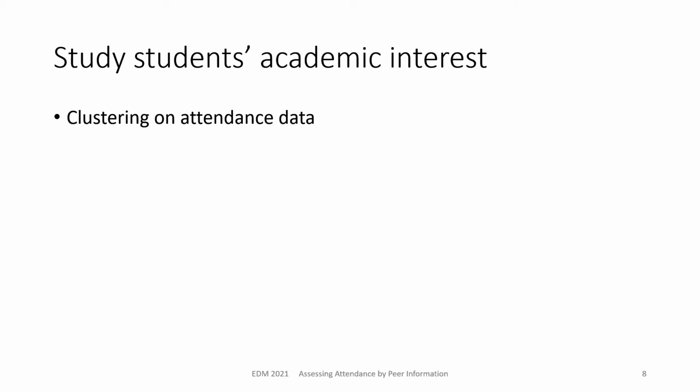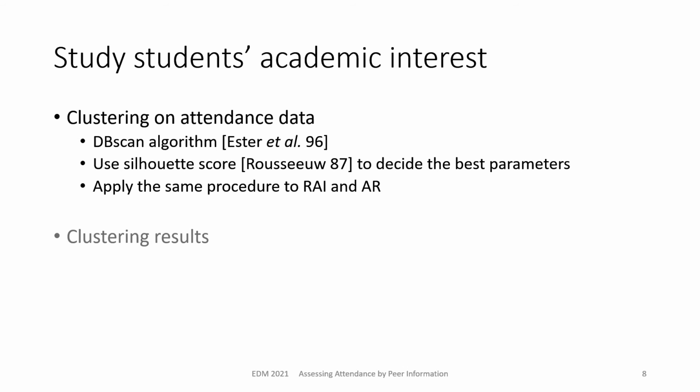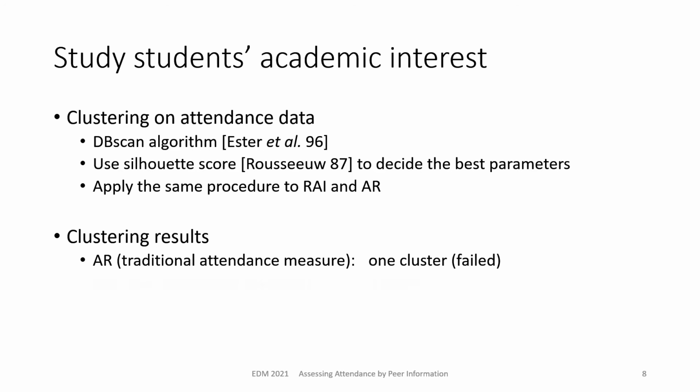The new measure can be used to study students' academic interest. For this purpose, we perform clustering on attendance data. We apply the DBSCAN algorithm and select the best parameters using the silhouette score. We apply the same procedure to RAI and AR. AR failed to generate a meaningful clustering result. Everything is merged into one cluster. RAI generates a result with 8 clusters of reasonable sizes.